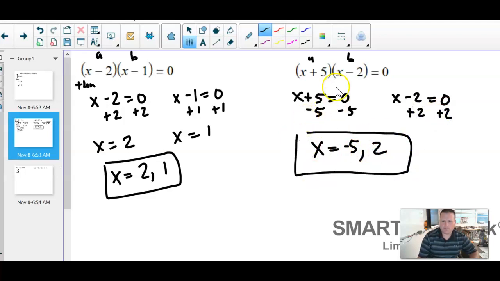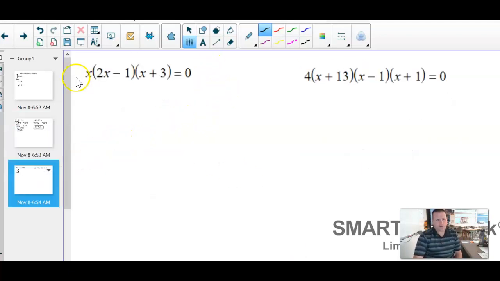A lot of students ask, well, is it just the opposite of that? Yeah, most of the time. Sometimes you'll get a value in front of the x, which changes that, and so it's not actually just the opposite. So it's better to know the idea that you've got to set both of them equal to 0, okay?